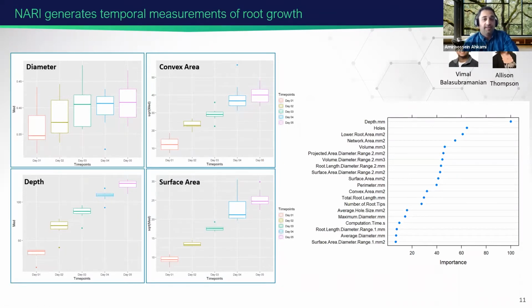We have lots of data, and this is just some of the results from a test experiment with 8 brachypodium plants imaged for 5 days. Just to show you a sense of what's going on, I show 4 examples of parameters: diameter, convex area, depth, and surface area, which, as you see, are changing over time. We also included a random forest variable importance graph, which can be used to help figure out which of these parameters is most important in influencing differences between the different time points here.